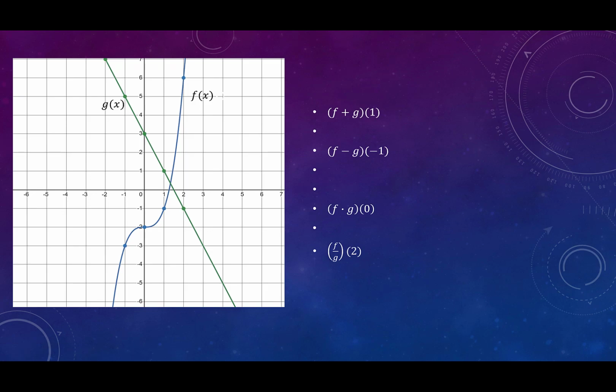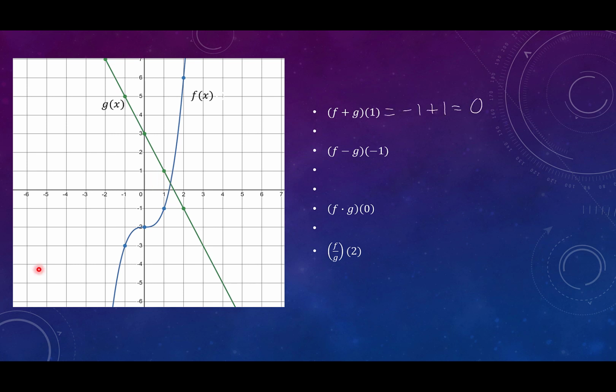Let's take a look at that a little bit different. I am going to look at this as a graph. So I have f plus g of 1. So when I look at f plus g of 1, I look at f of 1, which this is the curve, and it's negative 1. And I look at g of 1, which is 1. So I'm putting these two things together. So negative 1 plus 1, that gives me 0.